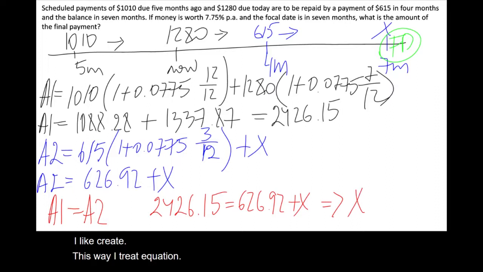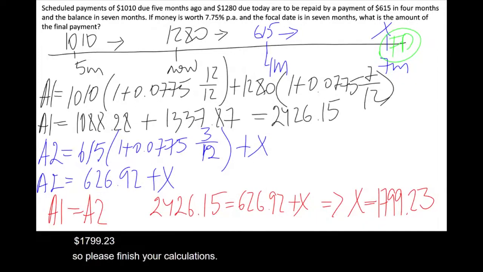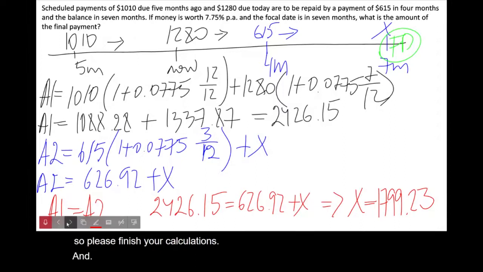So from here, $1,799.23. So please finish your calculations and, what? I just had a question.